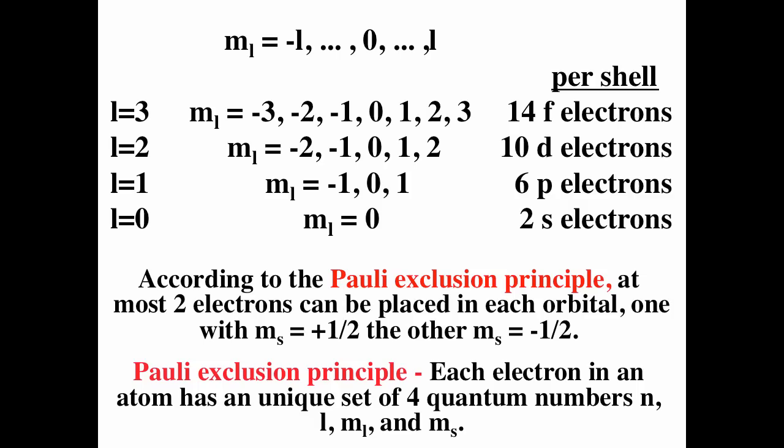Now, because m sub s has 2 possible values, you can have a maximum of 2 electrons per orbital. And so when L is 0, that corresponds to the s orbital, m sub L has 1 value, so you have 1 s orbital per subshell, but you can have a maximum of 2 electrons per orbital, and so that gives you 2 s electrons maximum per subshell. But m sub s plus half or minus half, maximum of 2 electrons per orbital, that's the Pauli exclusion principle.